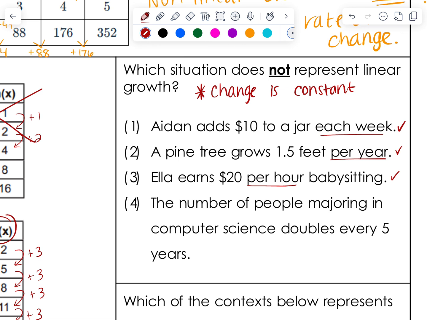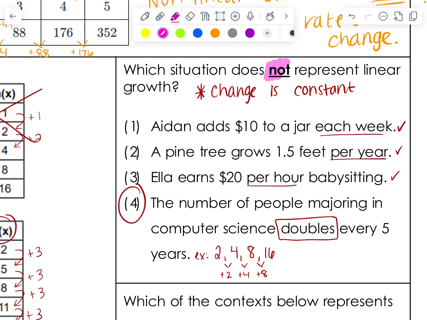However, looking at choice 4, it says the number of people majoring in computer science doubles every 5 years, okay? For example, if you start with 2, then you would jump to 4. Well, if you double 4, now you're at 8. Well, now if you double 8, now you're at 16. This is just an example, but that's not linear because the change is not constant, okay? Remember that change has to be that you're adding or subtracting to get from one number to the next, and it has the same value. So choice 4 is the answer because, again, it says which is not. So it's really important that you look out for those code words.